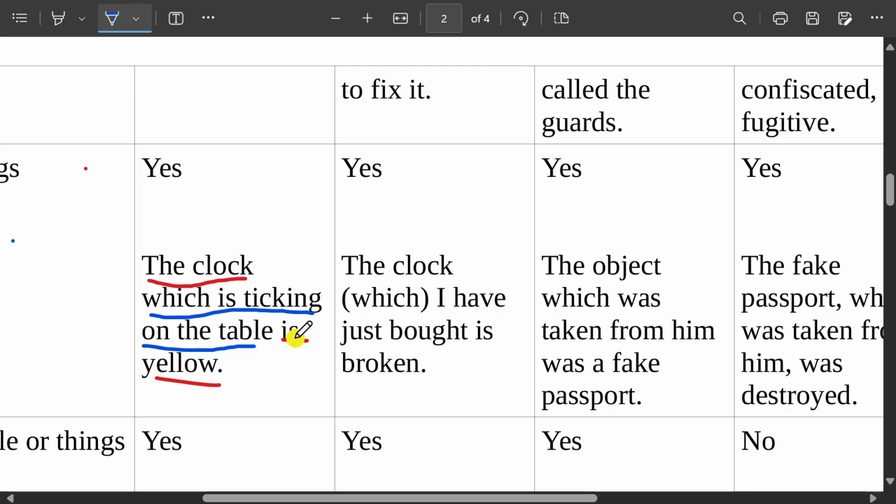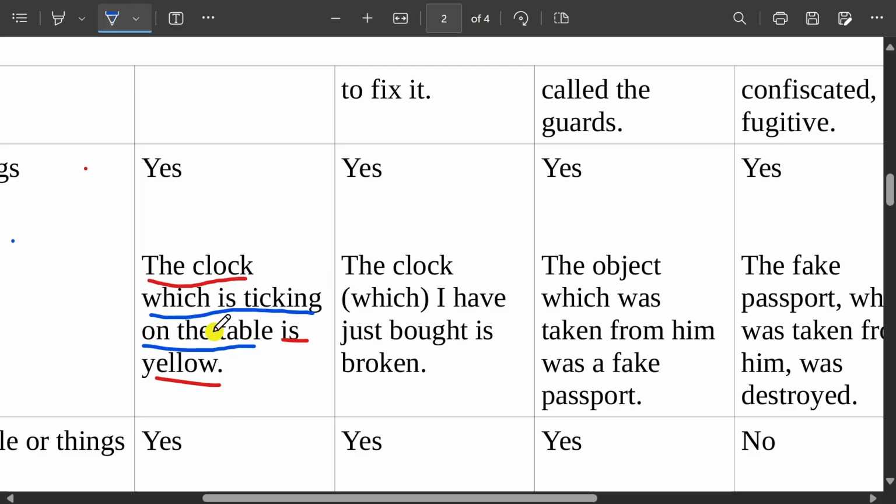So the clock ticks. Why? Because it does tick, tick, tick, tick, right? In the past it was ticking. All clocks used to tick, but nowadays the clock doesn't tick, right? Still, if you go very close, it's still ticking, no? Anyways, so the clock, which is ticking on the table, is yellow.